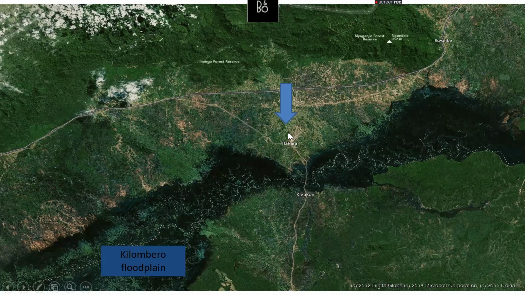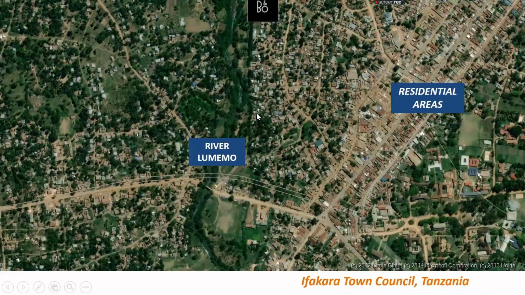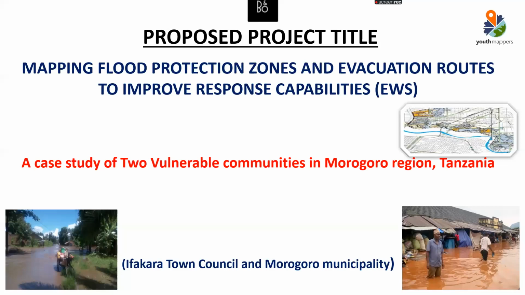And at a closer look, you also notice that there is a river passing in between the residents. So normally when there's heavy rainfall, there are citizens around here having challenges, by that I mean flood events. So through that challenge, we proposed the title: mapping flood protection zones and evacuation routes to improve response capabilities. And this is a case study of Morogoro region as well as Ifakara Town Council.